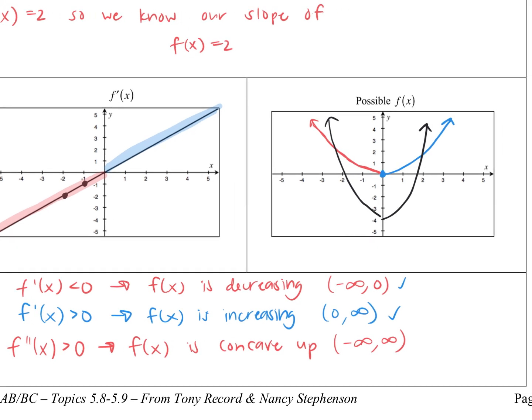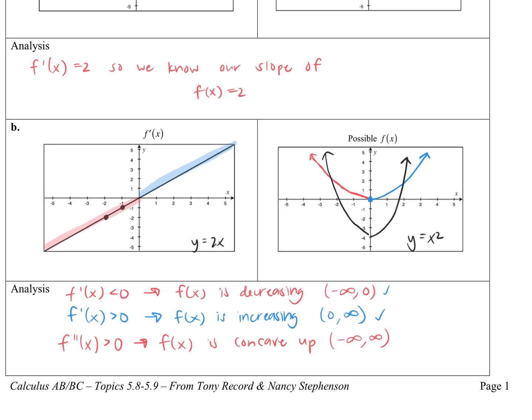Which also should make sense because our function for this would be x squared. And if I took the derivative of x squared, I would get 2x, right? So the derivative gives me a slope of 2, or maybe it was actually 1 in this case. But that should look pretty accurate there. Any questions on those first two?